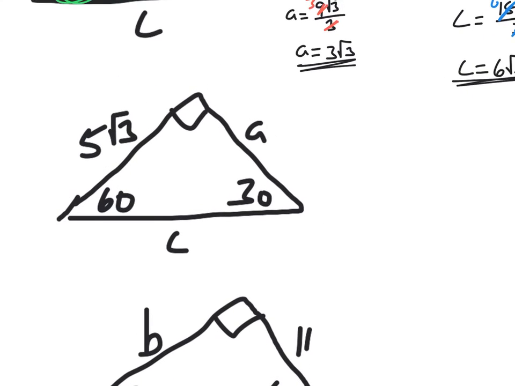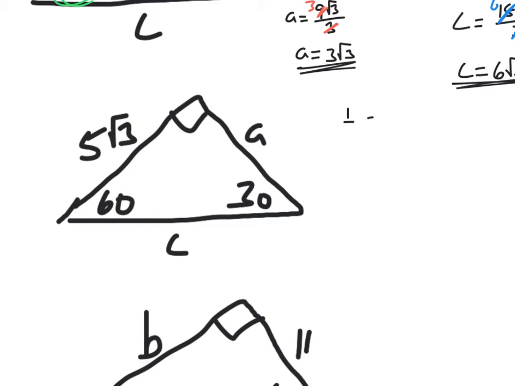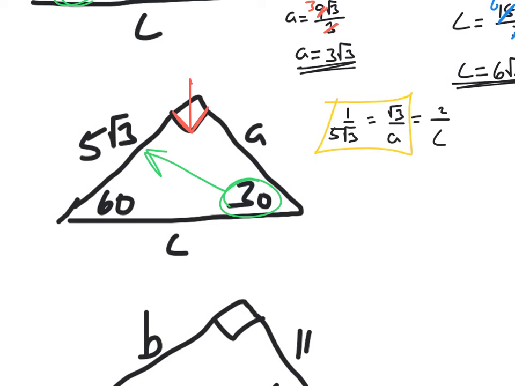Next one. Okay, 1, square root of 3, 2. And opposite the 30-degree angle is our short leg. The right angle always points to the hypotenuse, and so A goes there. Grabbing my first two fractions here, cross multiplying, 1 times A equals 5 square root of 3 times the square root of 3. If I multiply square root of 3 times square root of 3, I get the square root of 9, which is 3. So A equals 5 times 3.